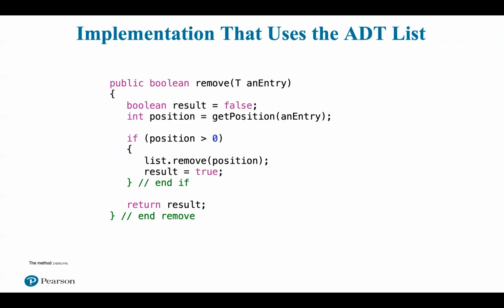For the method remove, we also use getPosition when removing an object from a sorted list. This time, however, we do need to know whether the given entry exists in the sorted list. If it does not exist, we cannot remove it. In such a case, remove returns false. Also notice that the method uses the operation remove of the ADT list to make the deletion. Thus, the method has the following implementation shown in this slide.